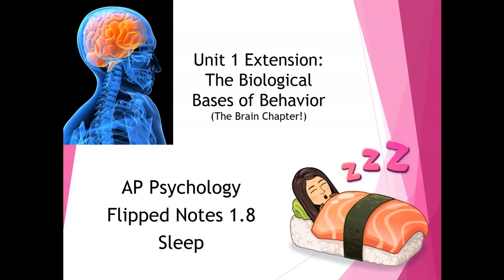My Bitmoji is sleeping in a sushi roll. I don't know why, but it's adorable and maybe my favorite Bitmoji. Let's talk about sleep, one of our favorite things to do.